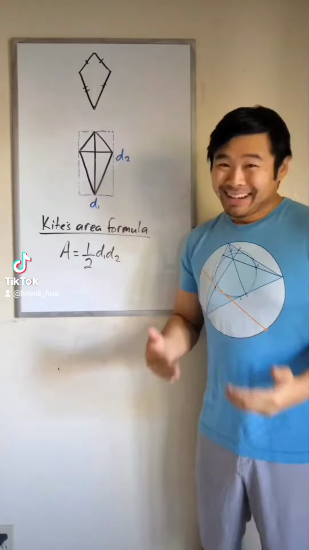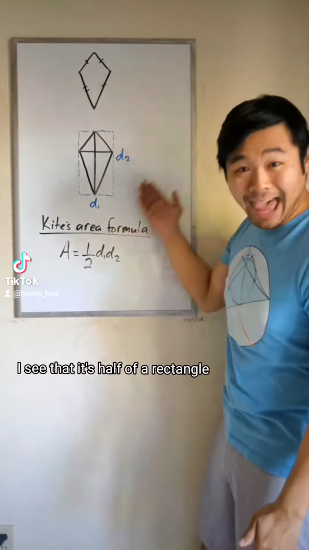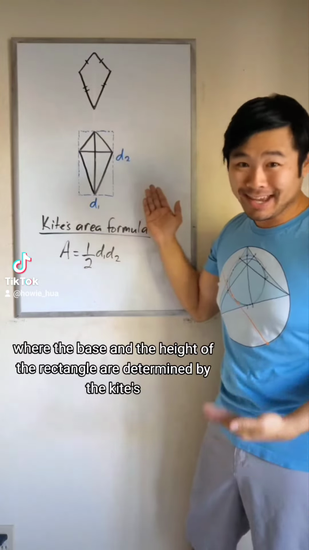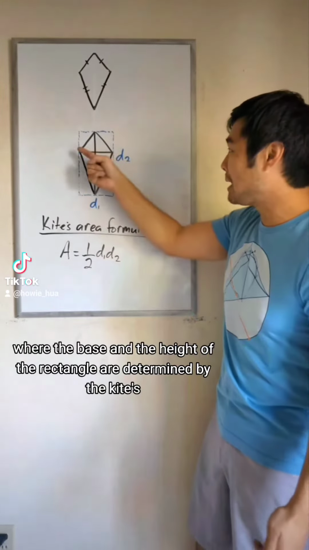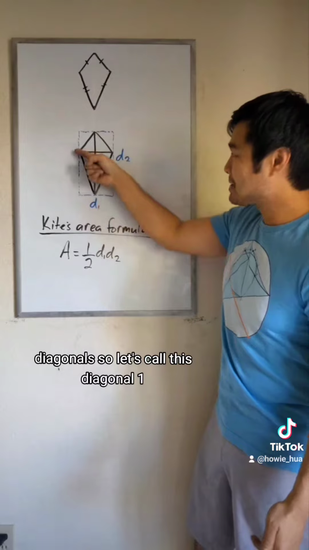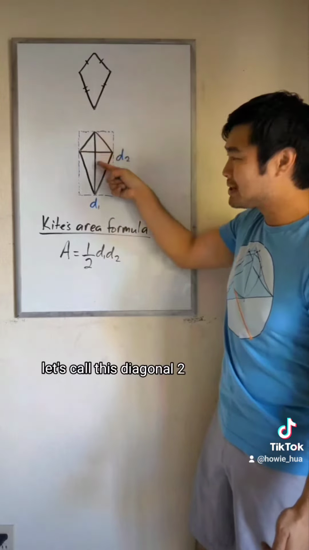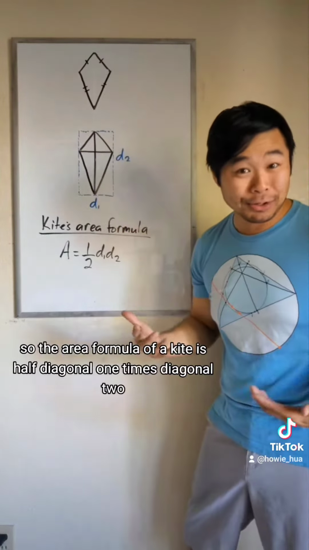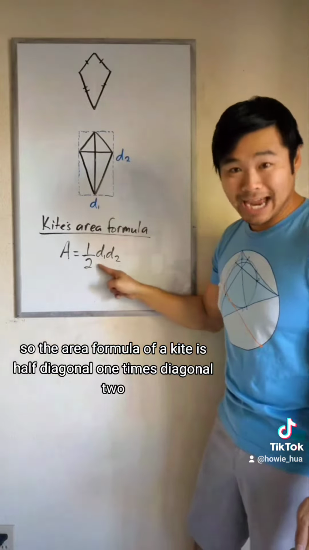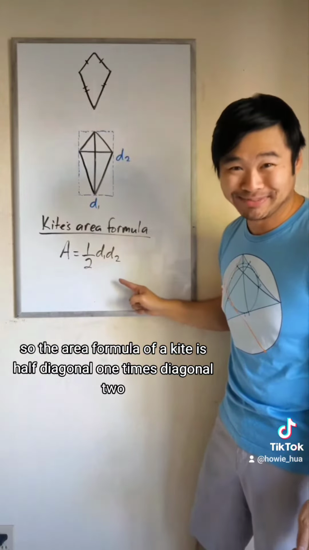Now, for a kite, I see that it's half of a rectangle, where the base and the height of the rectangle are determined by the kite's diagonals. So let's call this diagonal 1, let's call this diagonal 2. So the area formula of a kite is half diagonal 1 times diagonal 2.